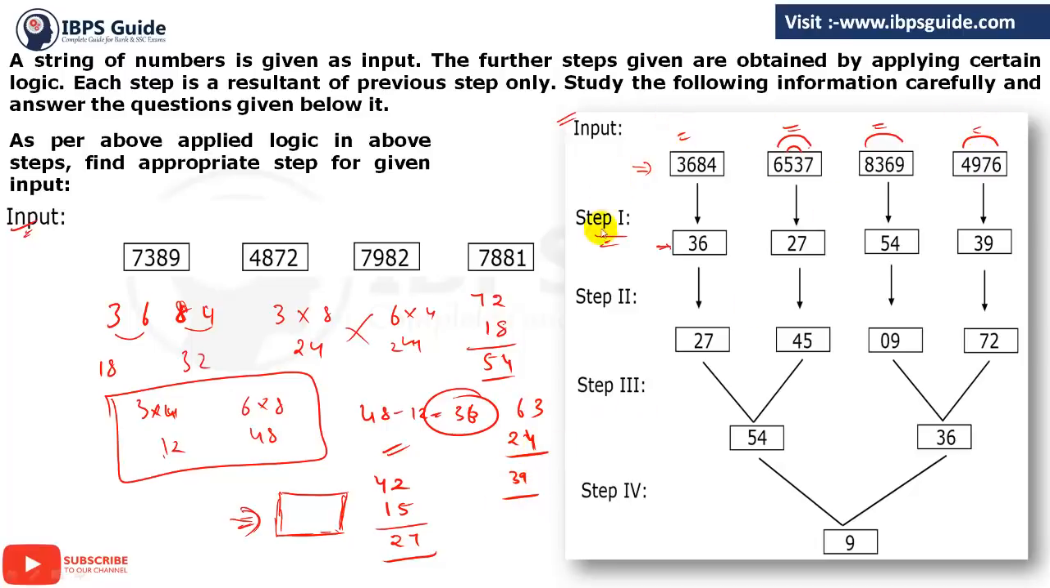So how are you getting step number 1? You multiply the first digit with the fourth digit, and the second with the third digit. These are the products, and then you find the difference between them. So this is how you are getting step number 1. Is this clear or not clear? I am erasing all this so that we can move further.